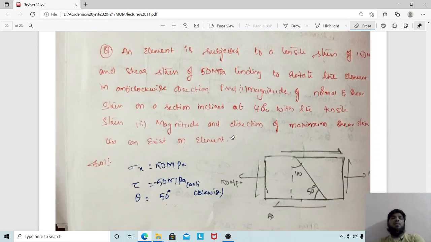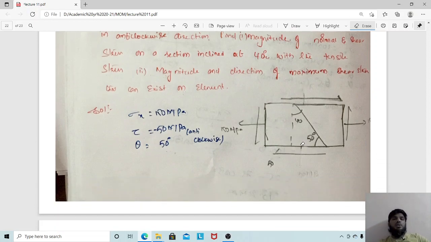Okay, clear? So the last problem: an element is subjected to a tensile stress of 150 megapascal and a shear stress of 50 megapascal, tending to rotate the element in clockwise direction. Find the magnitude of normal stress and shear stress on a plane inclined at an angle of 40 degrees with the tensile. This is a problem where direct stress and shear stress are both acting.